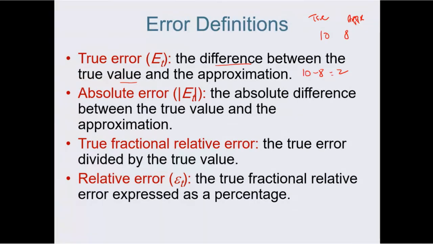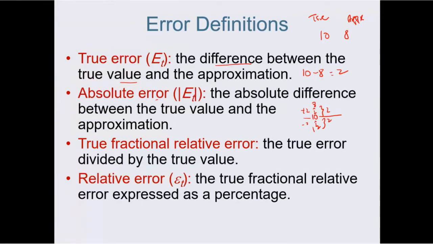Absolute error is just the absolute difference between the true value and the approximation, because if 10 is your true value, then if you get 8 or you get 12, in both cases the difference between them is 2, but one will give you plus 2, the other will give you minus 2. So the absolute error is just the absolute value, so that we don't deal with plus or minus. It doesn't matter if it is too big or too small, the error is 2. So that's the absolute error.